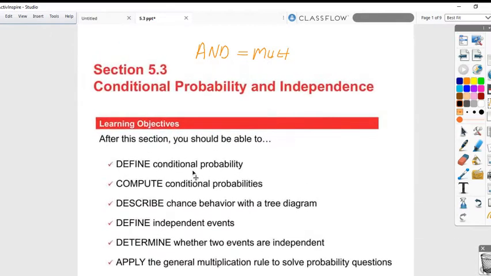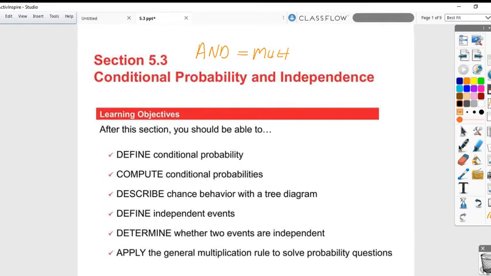Defining the conditional probabilities. So we're going to talk about independent events, dependent events, given probabilities. This is all review from regular stats, except probably maybe tree diagrams. I'm not sure if you did tree diagrams in regular stat.